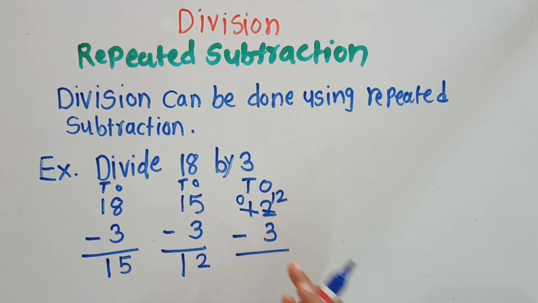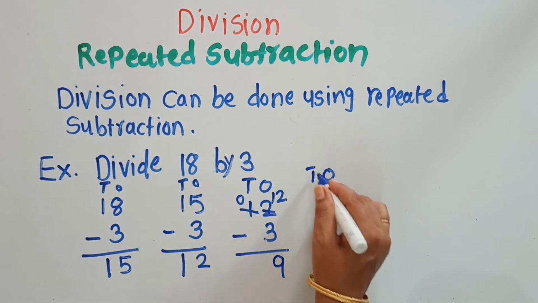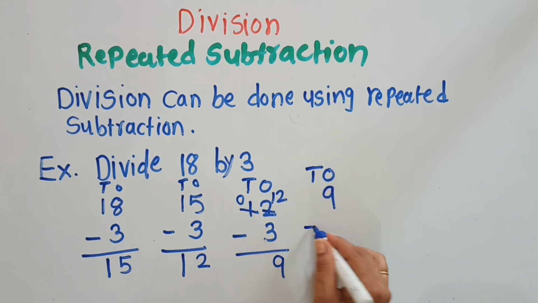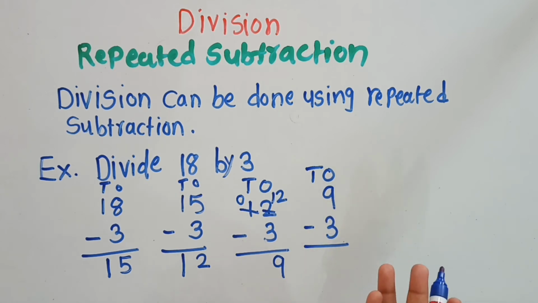Okay. Now 12 minus 3. From 3 we have to count forward. 4, 5, 6, 7, 8, 9, 10, 11, 12. So we get 9 here. Again write this 9. Minus again 3. Okay. So 9 minus 3. From 3, 4, 5, 6, 7, 8, 9, we get 6.